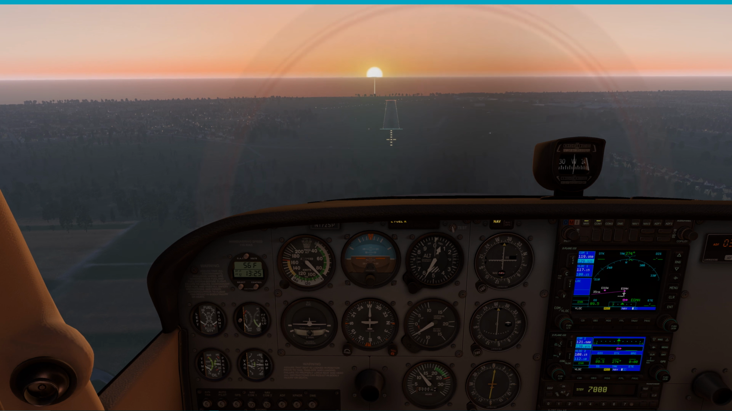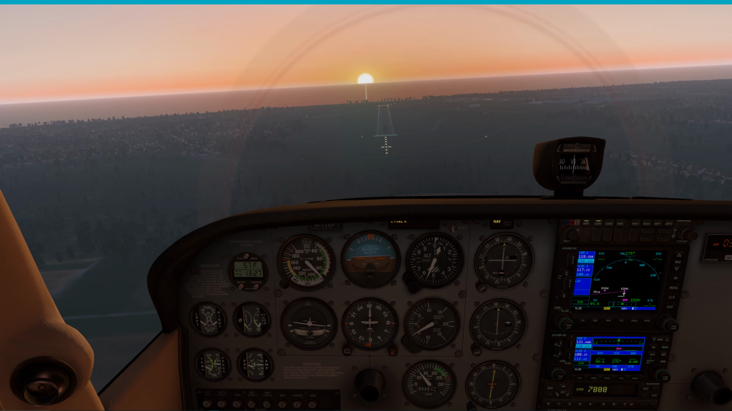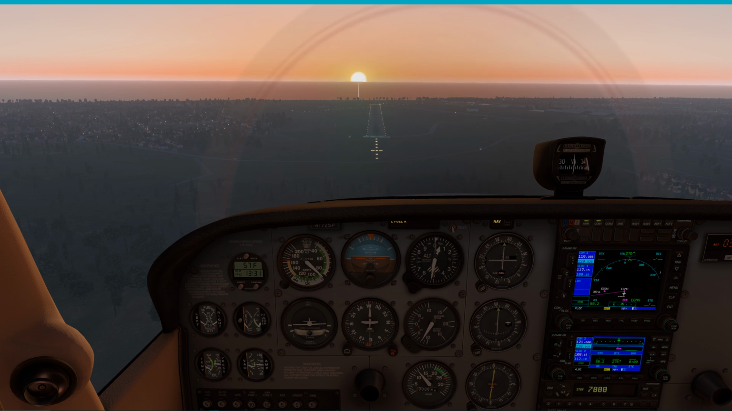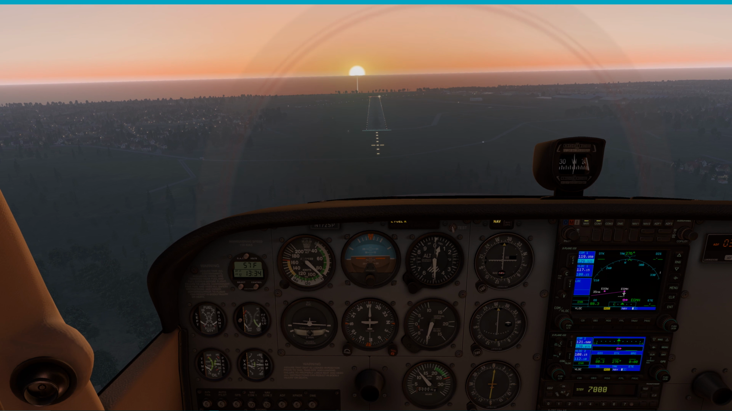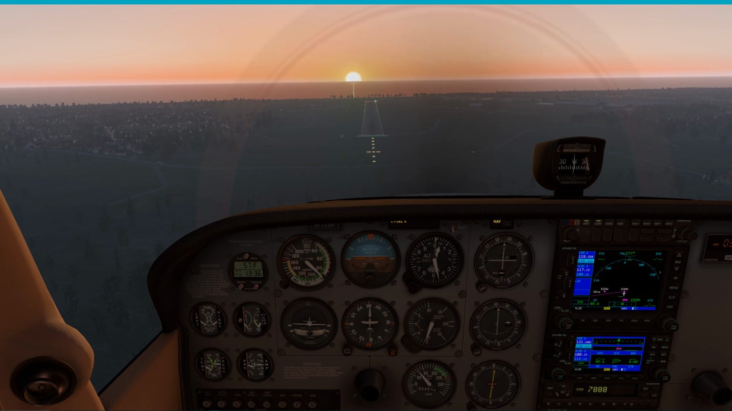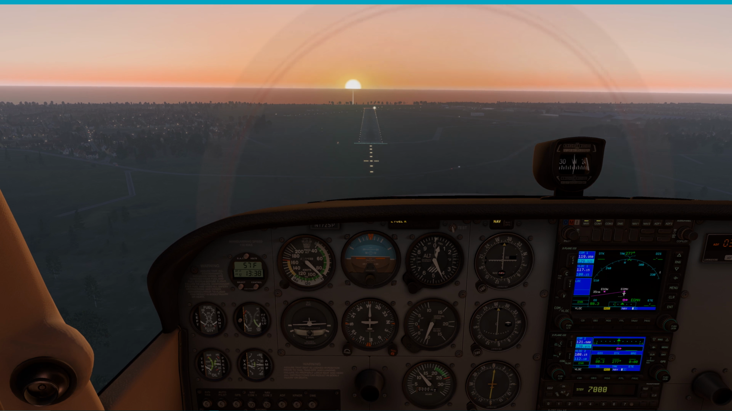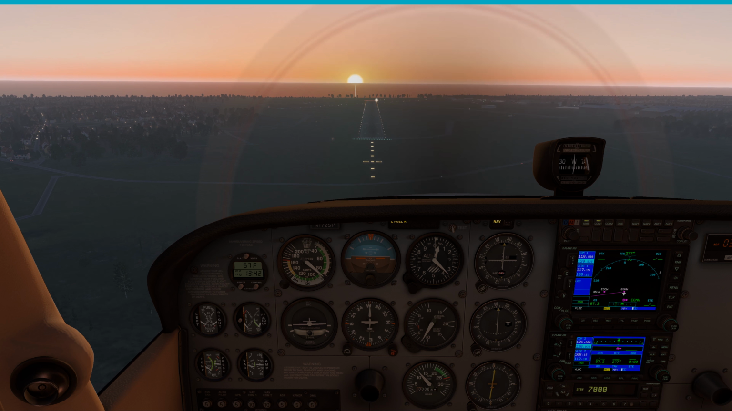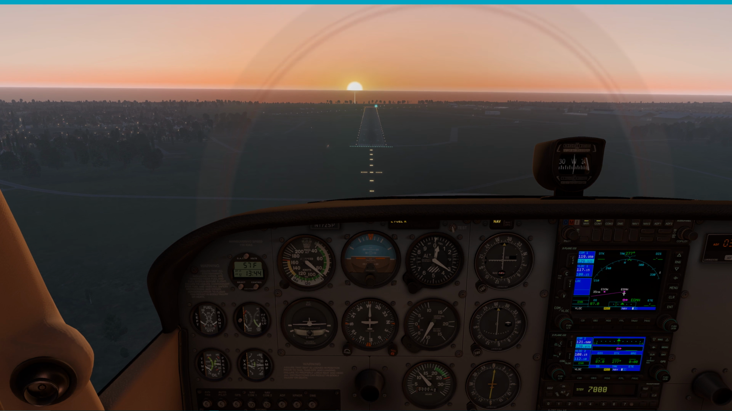We're now at the minimum descent height of 600 feet at the current QNH. If we can't see the runway by now, then we're below our minimum decision height of 600 feet and we'd have to go around and find an alternative. Obviously today is a good day, so enjoy the landing.